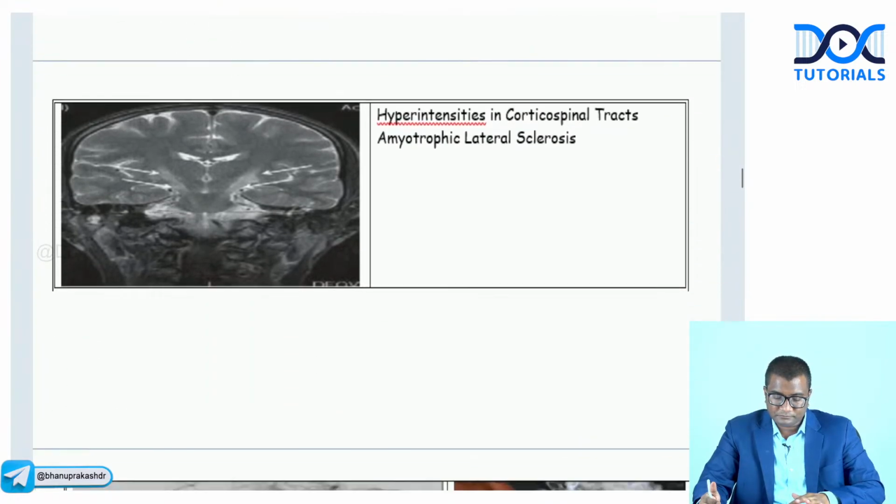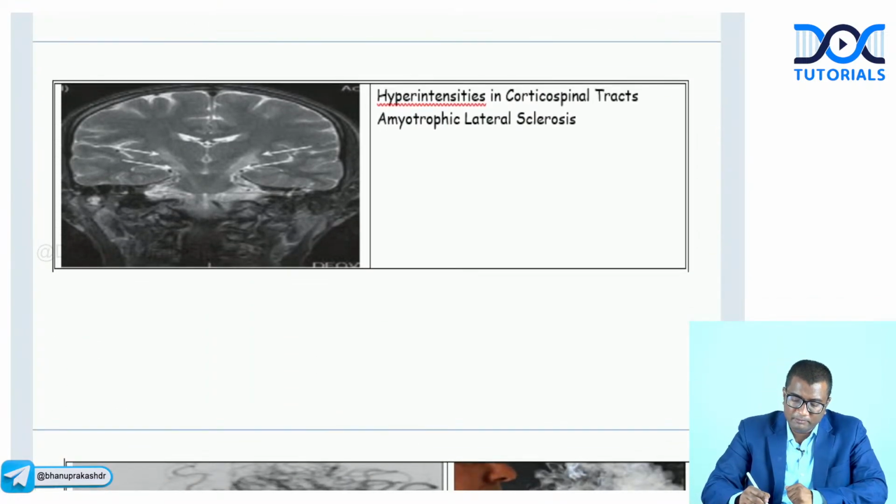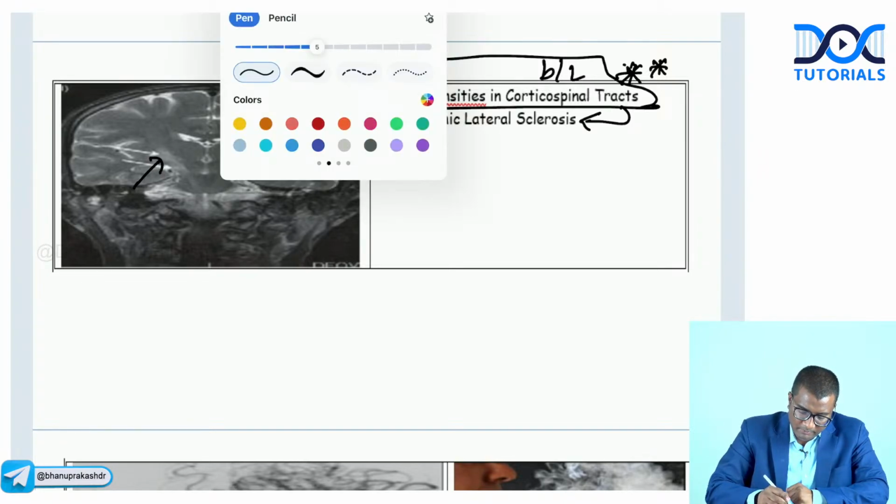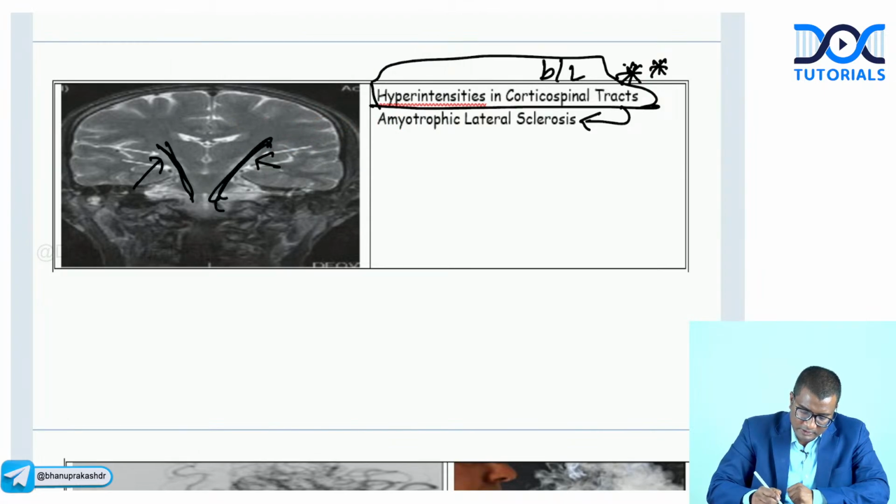Next, if you have involvement of bilateral corticospinal tracts, right? So you can see the bilateral corticospinal tracts are involved. Obviously, corticospinal tracts are motor tracts. So you have a motor neuron disease, that is amyotrophic lateral sclerosis. And because there is bilateral corticospinal tract involvement, this is also involved, this is also involved, it gives the appearance of a wine glass.